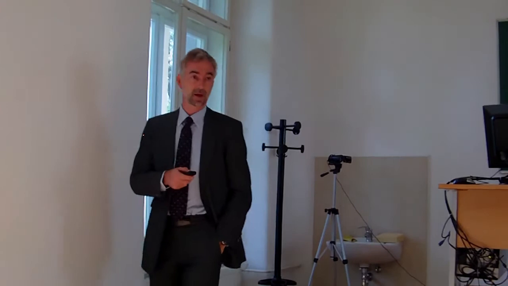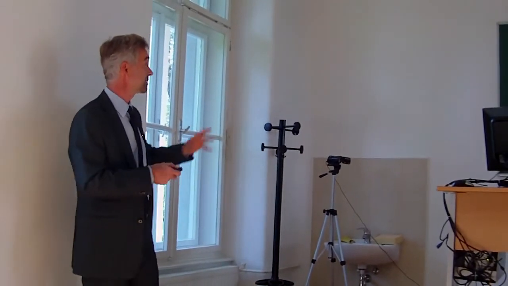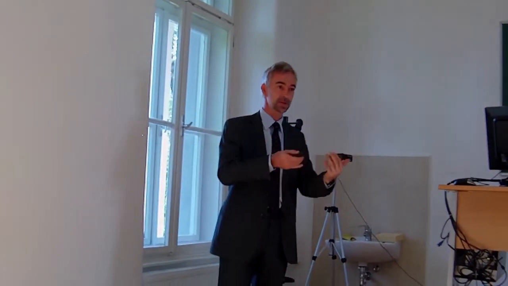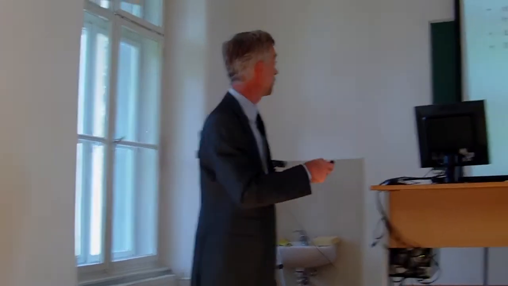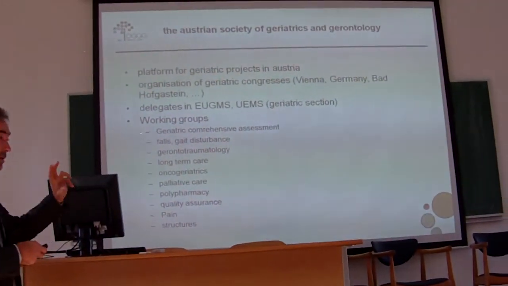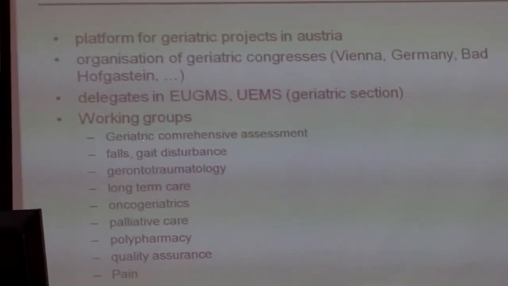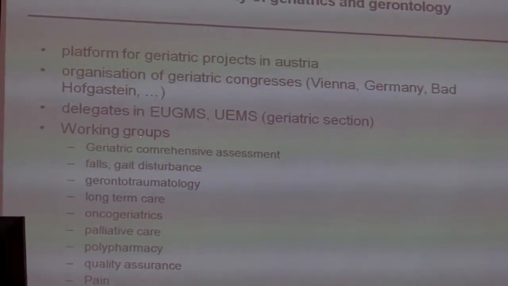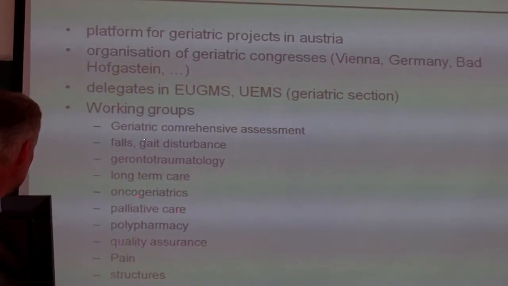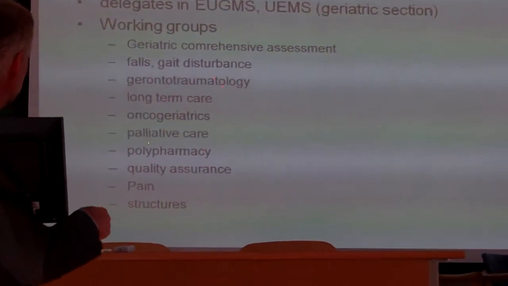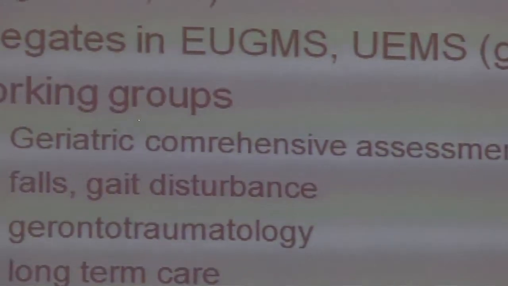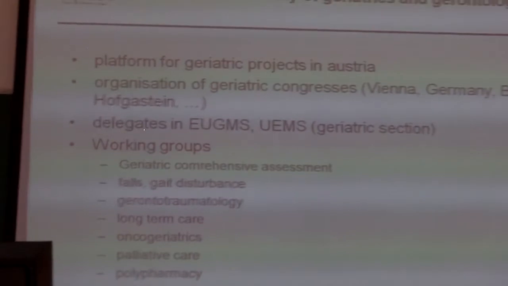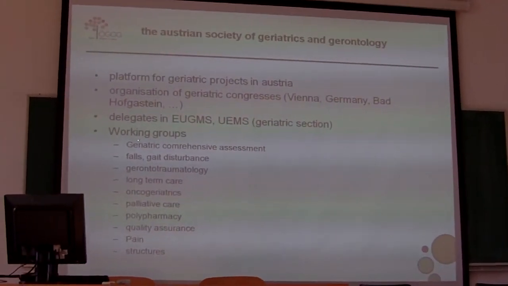So the Austrian Society of Geriatrics and Gerontology is a platform. It's a very important platform because we promote all these issues, and every country has some delegates in this society. We organize congresses, alternately in Vienna or in Germany, or in some other places. We try to have delegates in the European context, and we have working groups for palliative care, for pain, quality assurance, gerontotraumatology, all the issues which are very important for the development of geriatric medicine. And we have a strong interconnection with the palliative units. We do a lot of projects together.